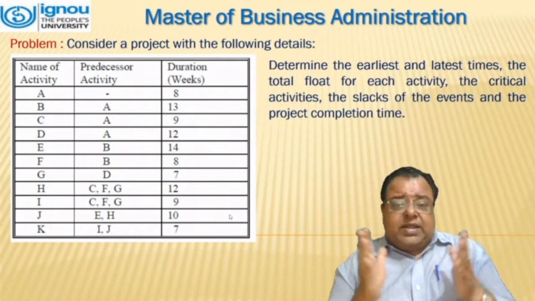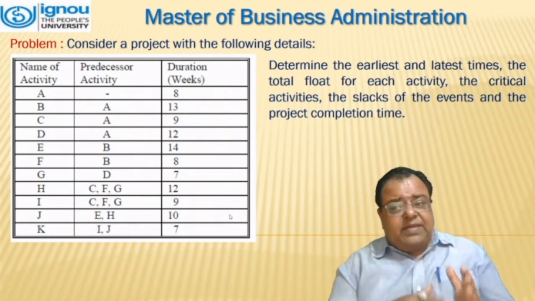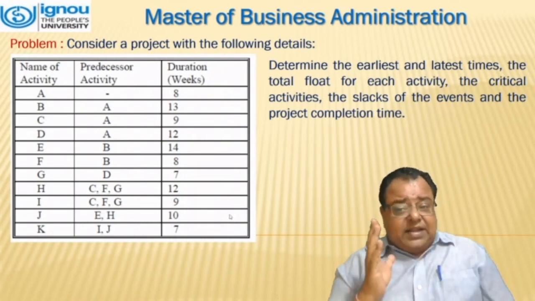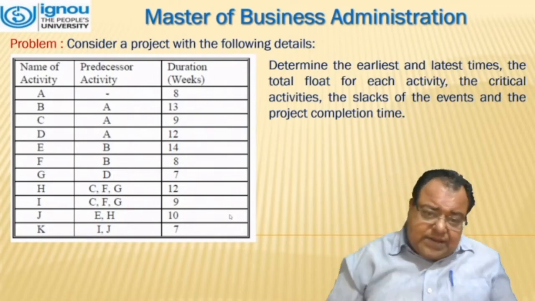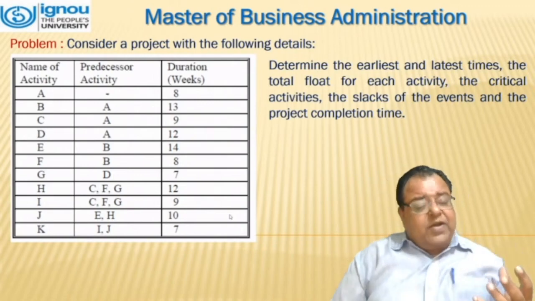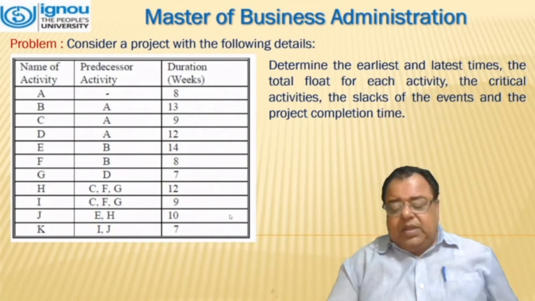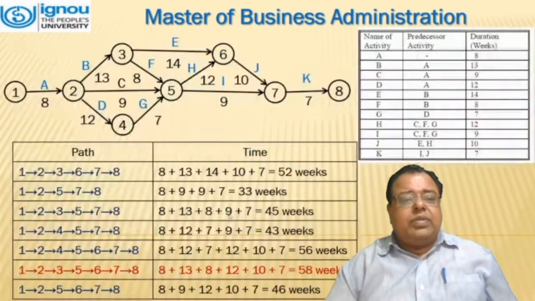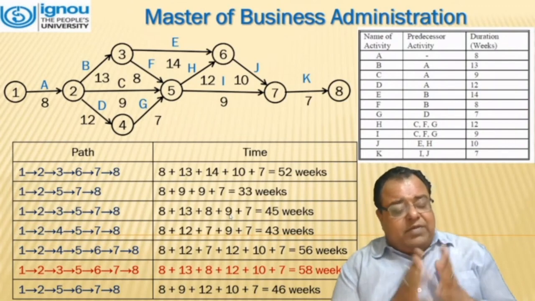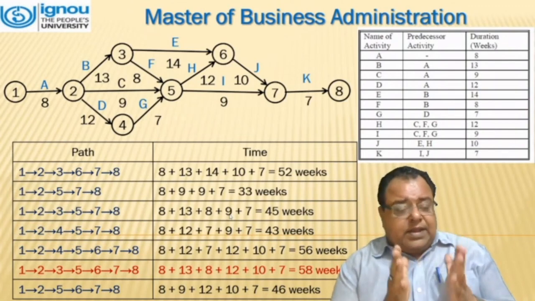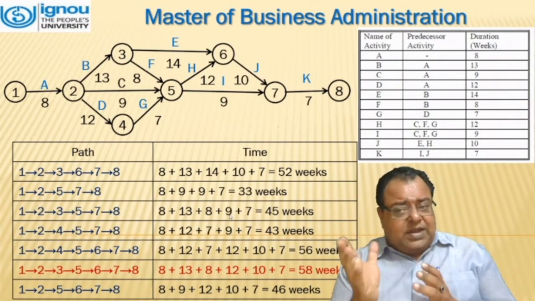We have to determine the earliest and the latest time, the total float of each activity, the critical activity, the slacks of the event, and the project completion time. That means we can say that this problem consists of everything that we have discussed till now. Initially, we will be drawing the diagram. We have to first of all draw the CPM diagram. The problem is initially given to you.